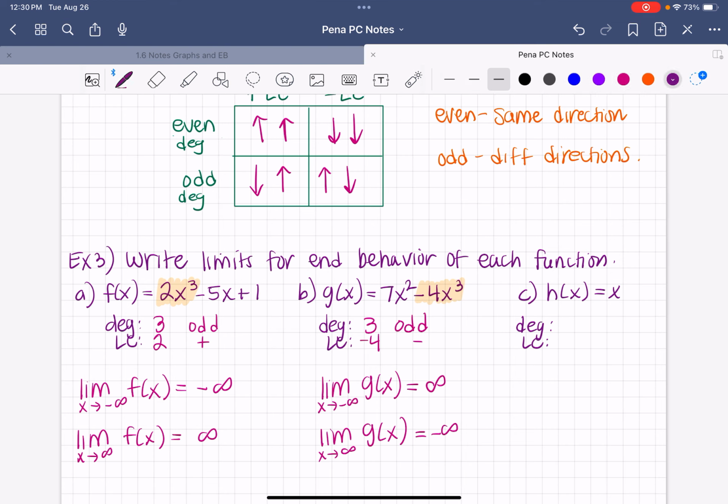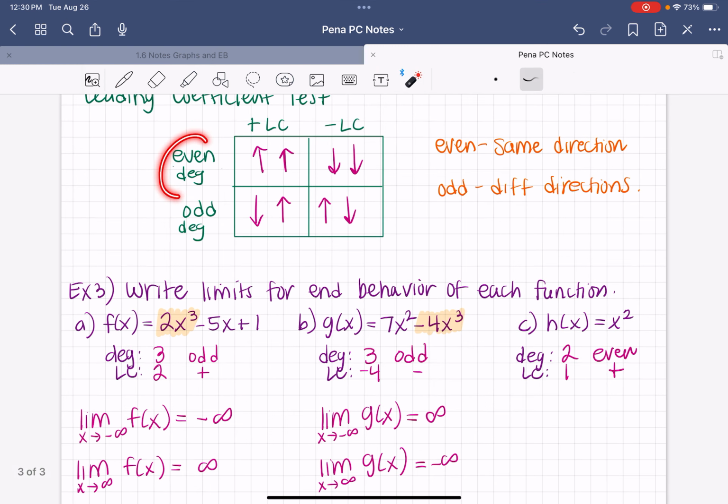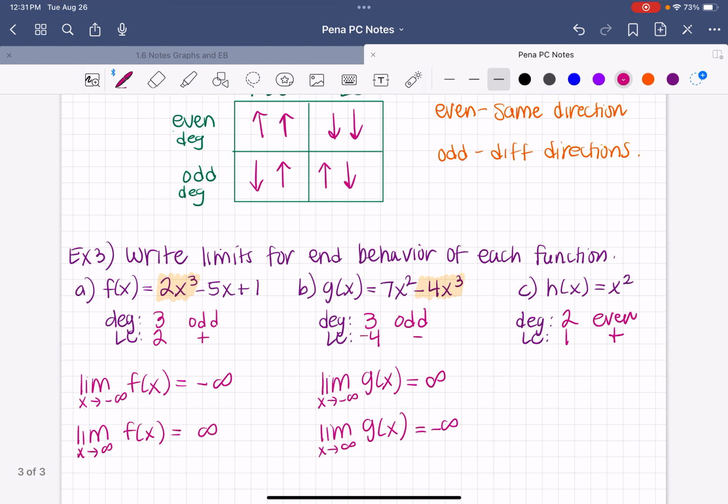So h of x equals x squared. So biggest exponent is obviously that 2, which is an even number. And then leading coefficient, if we don't see anything, then it's an invisible 1 in front. So that's positive. So if it's even and positive, both sides are going to point up. So the limit as x goes towards negative infinity, that represents the left, of h of x is infinity, so left is going up. And then the limit as x goes towards positive infinity, that means the right side, is also going up.